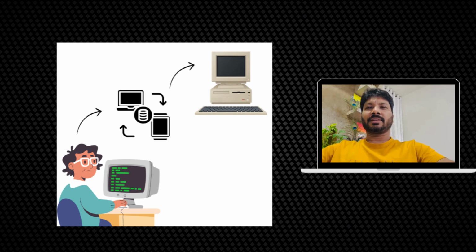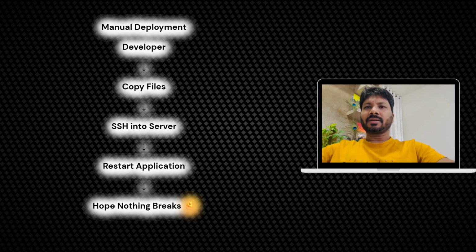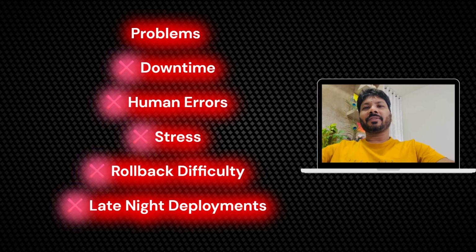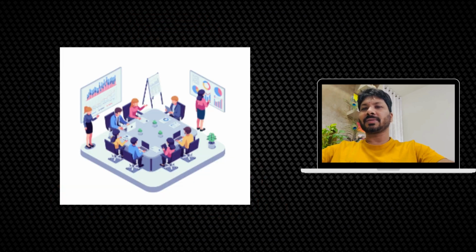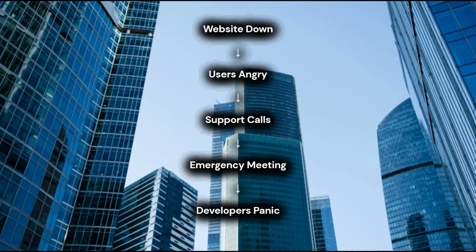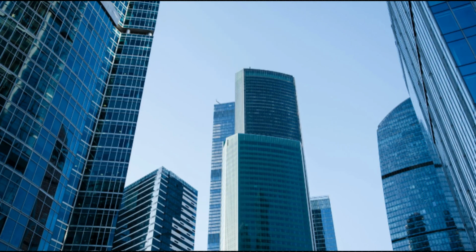A developer finished writing code. Then they compressed the file, logged into the production server, copied everything manually, restarted the applications, crossed their fingers, and hoped nothing broke. If something failed, customers immediately noticed. The website slowed down. Users started complaining. Phones started ringing. The engineering team rushed into an emergency meeting. Does this sound stressful? Because it absolutely was. And surprisingly, many companies still deploy software this way today.